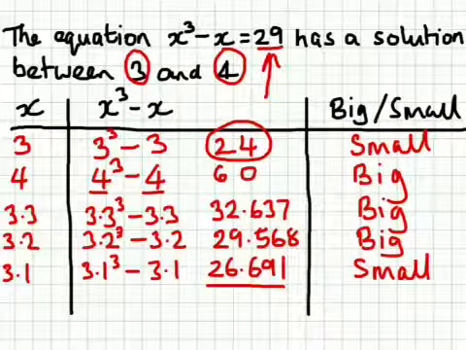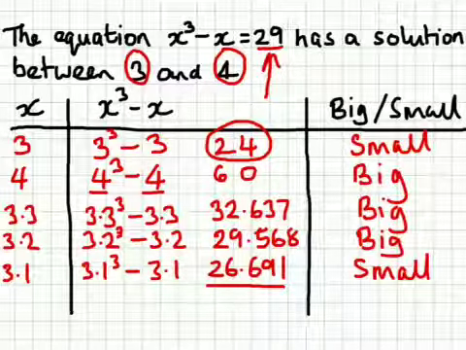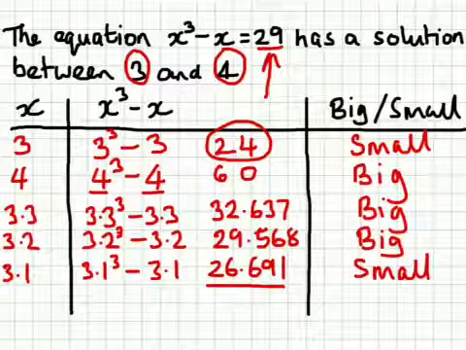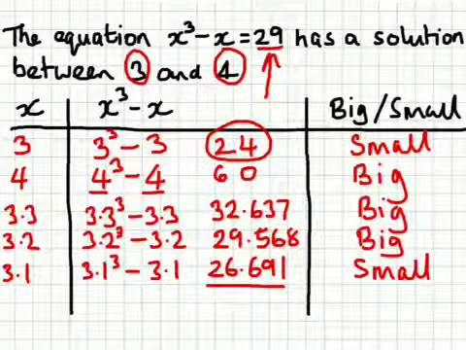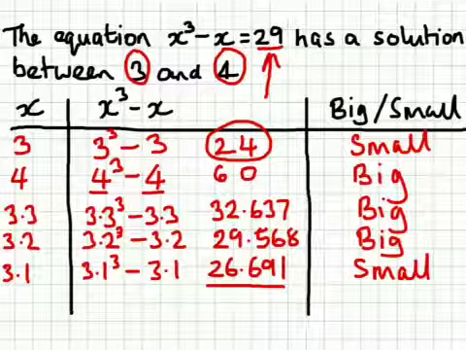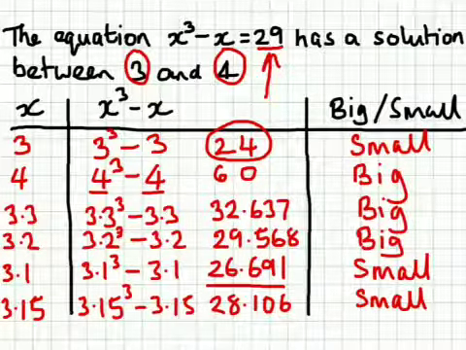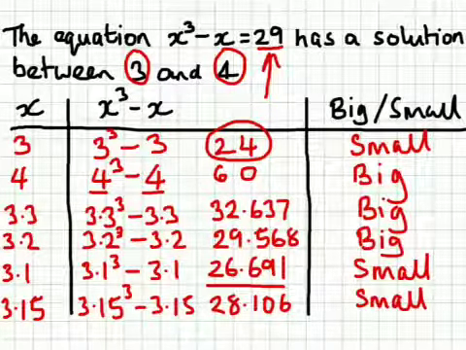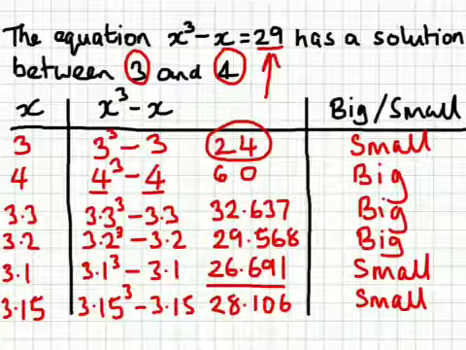So my final step is to try and find the exact answer and find it to one decimal place. So I have to try the number that's between 3.1 and 3.2, which is 3.15. Trying 3.15 gives me an answer which is too small. Now is the time you have to show the examiner how you make the decision.